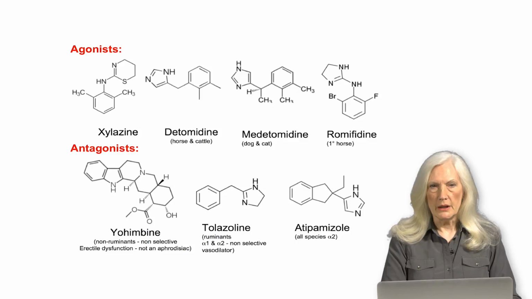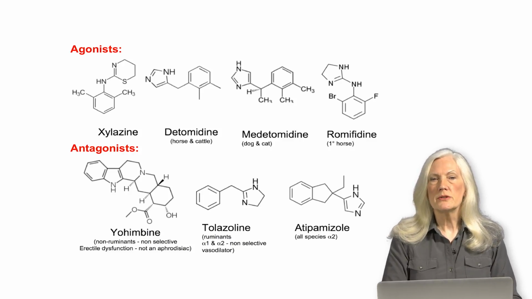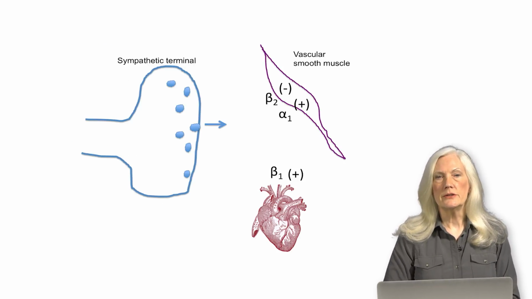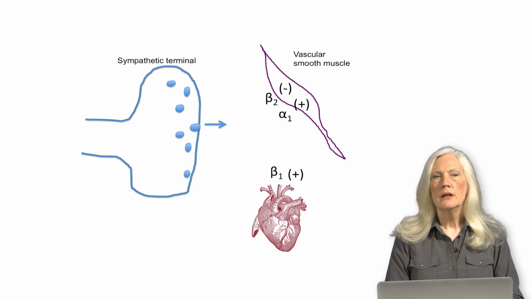In addition to yohimbine, the original but non-selective antagonist, there are tolazoline and atipamezole that are selective antagonists at the alpha-2 receptor. Yohimbine is no longer used due to its lack of selectivity. Tolazoline is most useful in ruminants, while atipamezole can be used in all species. So how is it that an adrenergic agonist like xylazine and an adrenergic antagonist like acepromazine can each produce sedation?